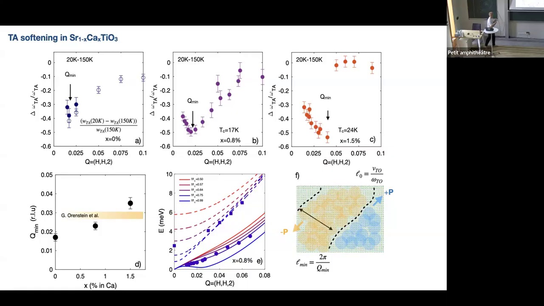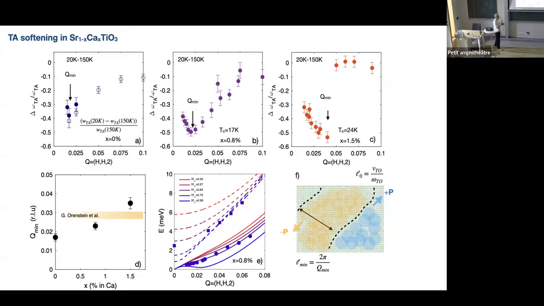So I will stop here. I just want to emphasize that the ground state of STO is really a very weird object. This is not just about quantum fluctuation or titanium oxygen fluctuation. It's really a hybridized state.